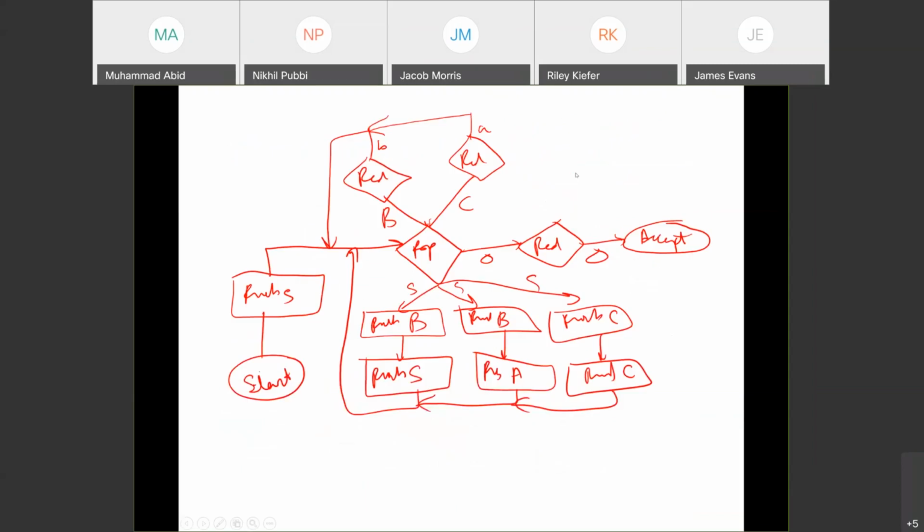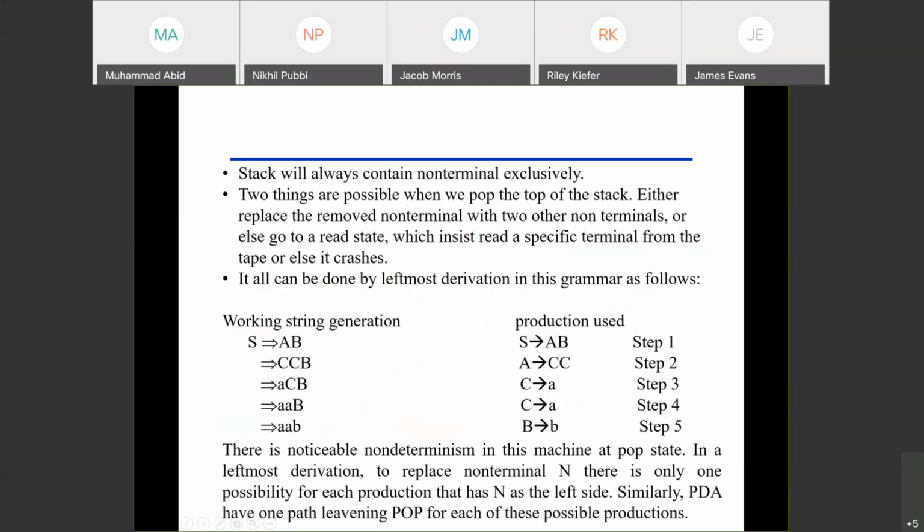So that's easy. What I just explained to you is written here. The stack will always contain non-terminals exclusively. Two things are possible when we pop the top of the stack: either replace the removed non-terminal with two other non-terminals, or else go to the read state. It can all be done by the leftmost derivation in this grammar. You can follow the leftmost derivation and by using that you can create any word. We already saw what leftmost derivation is in the previous chapter. This is the same thing repeating.